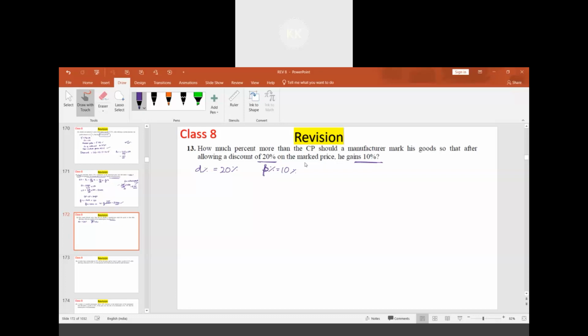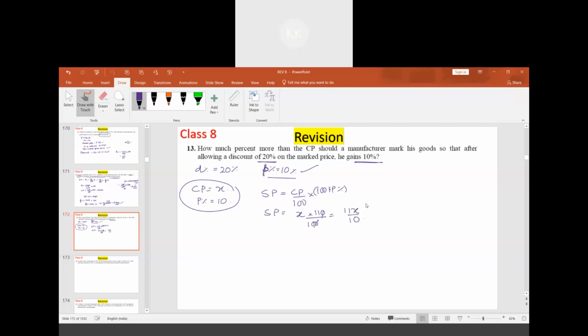Sir, we should take the CP to be X. Suppose the CP is taken as X. There is a gain, so profit percentage is 10%. By this information, we can find the selling price. Selling price is equal to CP by 100 into 100 plus profit percent. This is the formula. So selling price will be X divided by 100 into 110. One of the 0s we can cancel. This will be 11x by 10.